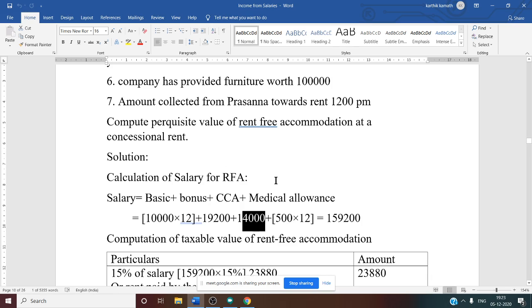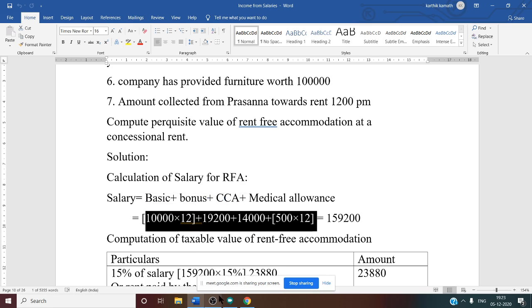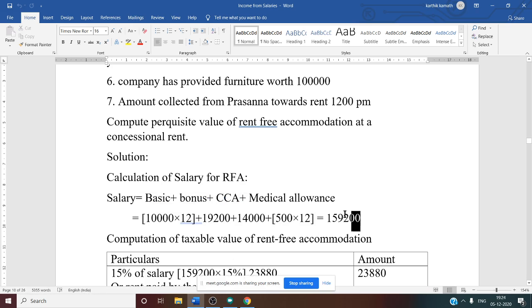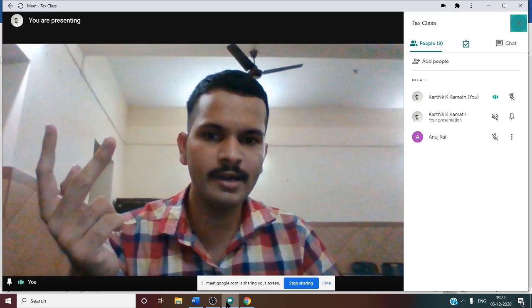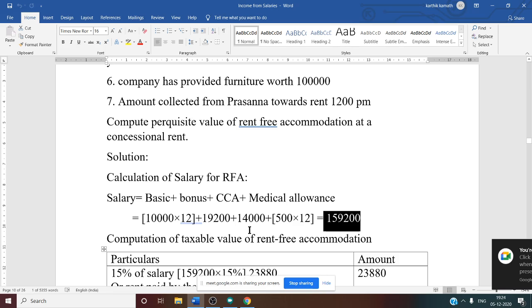Then medical allowance, in the question they have given 500 per month. So 500 into 12 you have to do. So now the total medical allowance for 1 year is 6,000. We want a salary for RFA purpose. So add all these things. When you add basic, bonus, CCA and medical allowance, you will get the total salary. Total salary amount is 1,59,200. So this is the total salary.